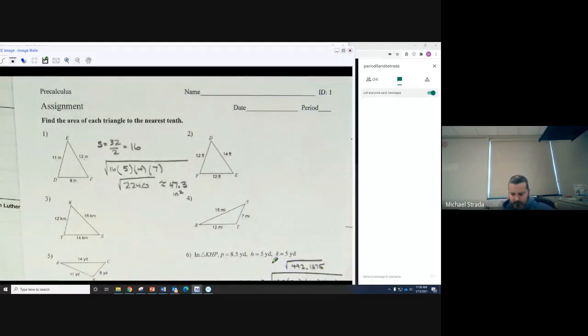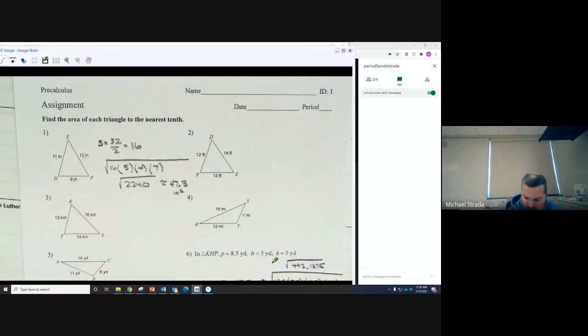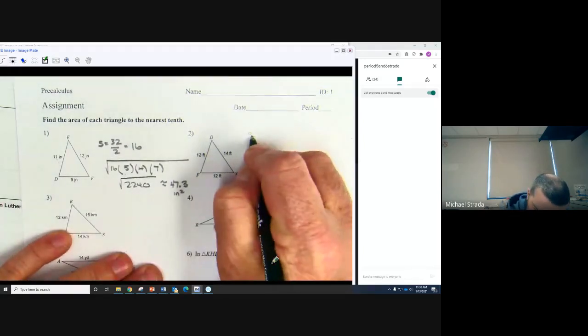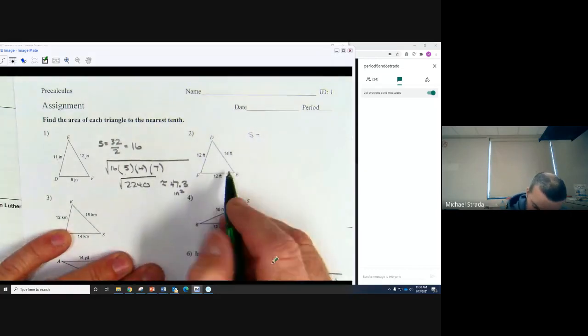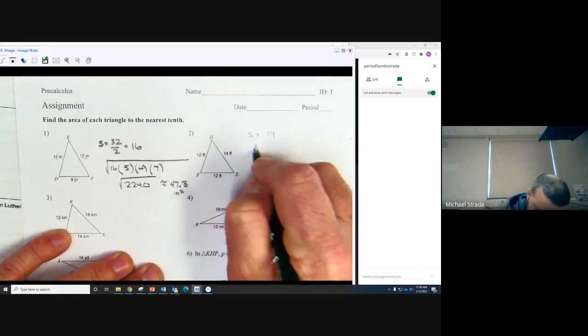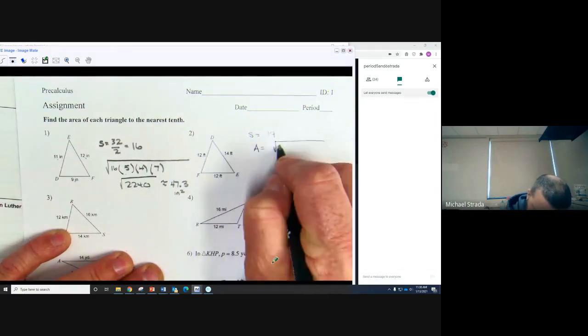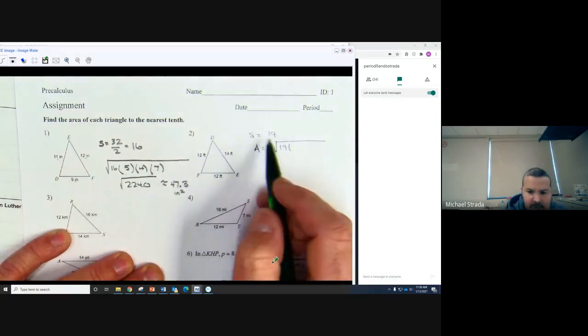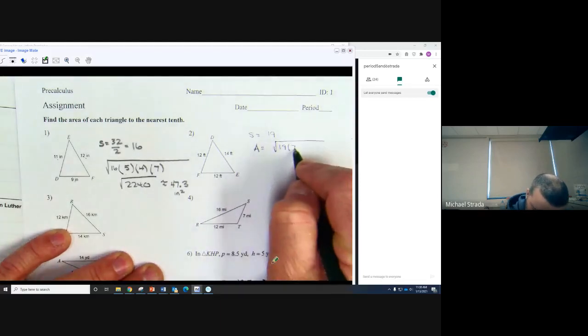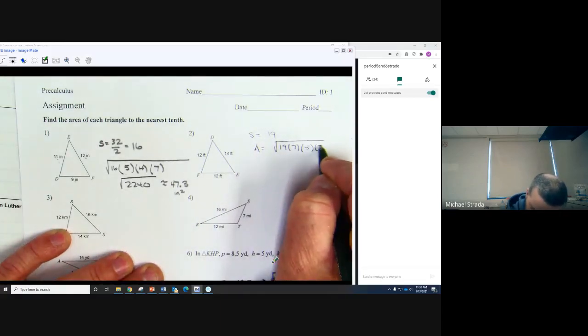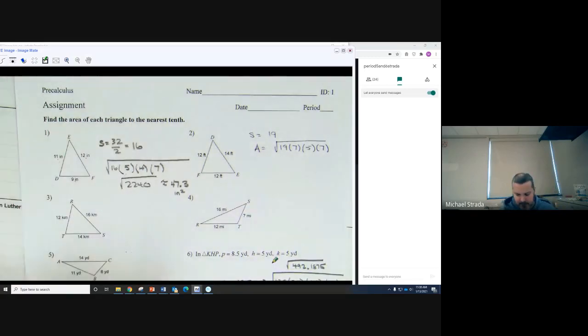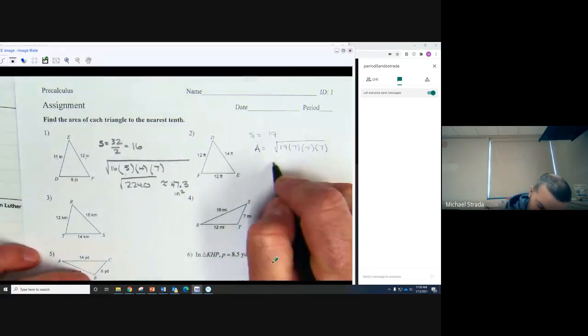So if I look at number 2, this was yesterday's worksheet. You don't necessarily have to get it out if you don't want to. But we said that S is half the perimeter, which was 19. Then area equals the square root of 19, the S, times all the sides subtracted from it: 7, 5, and 7. 19 times 7 times 5 times 7, and the square root of that is 68.2.